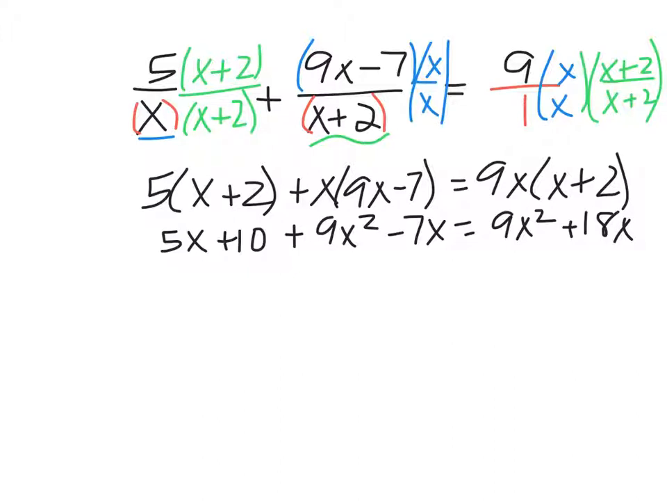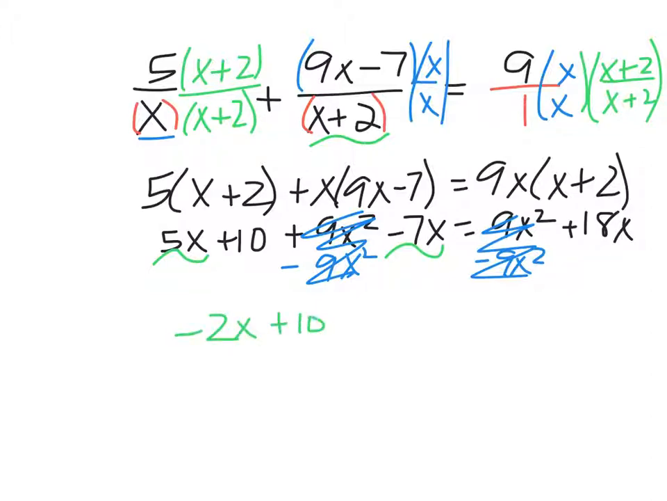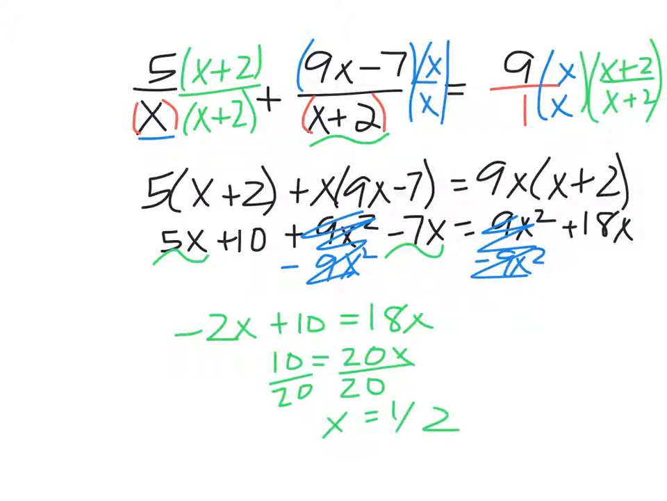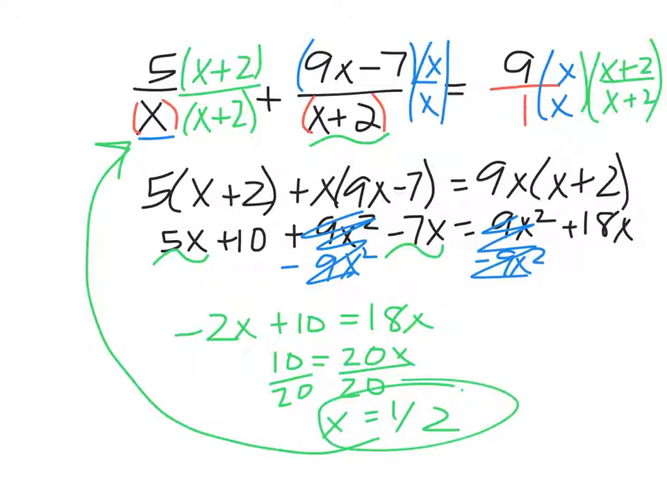So the first thing I need to do is get the squared terms to be on the same side, but when I do that, what's going to happen? My squared terms are really going to go away. Yay! You're happy with that because otherwise we have to factor a quadratic formula. So I have 5x minus 7x would give me negative 2x plus 10 equals 18x. Add the 2x to both sides. Divide by 20. So I get x equals 1/2. Would 1/2 make my denominator equal to 0? No. So there's my solution.